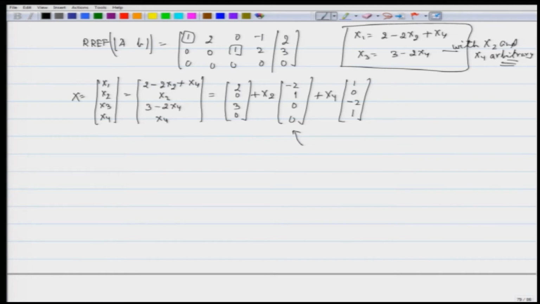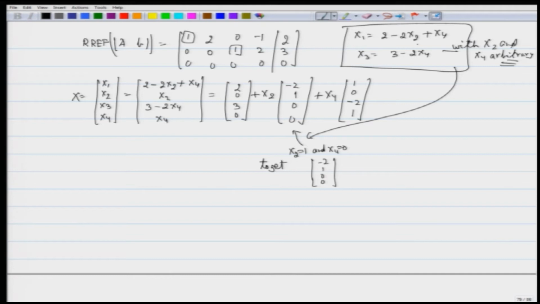I have written this in terms of this vector. Now, how do I get this? Here I have taken x2 to be 1 and x4 equal to 0 to get minus 2 1 0 0. This is the thing I got. Look here, you put x2 to be minus 2, forget about this constant part, you get minus 2 here, 0 here and so on, x2 is 1.